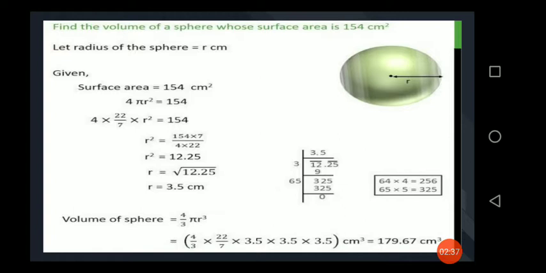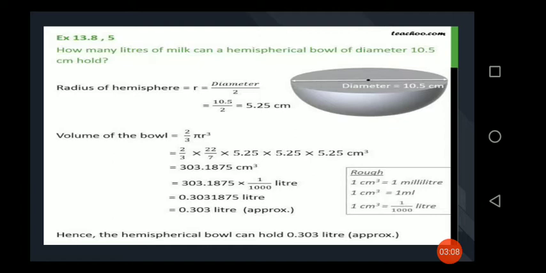Let's have a look. 4 by 3 pi r cube, 4 by 3 into 22 by 7 into 3.5 cube, which gives us the answer 179.67 centimeter cube. Always remember, students, that square is the unit for area and cube is the unit for volume. Understood? Okay, let's move to the next question.